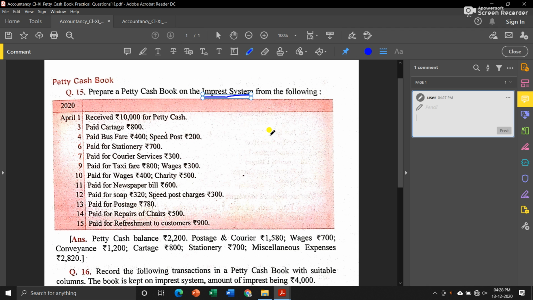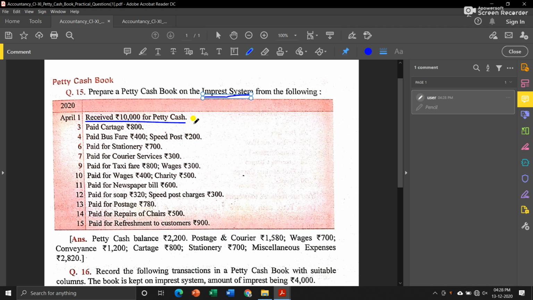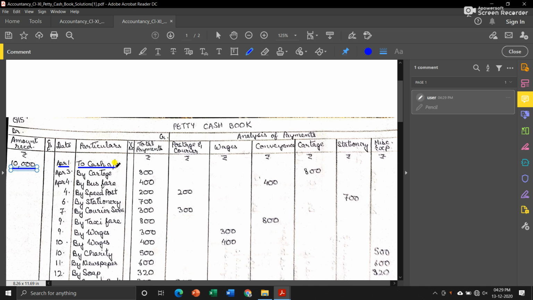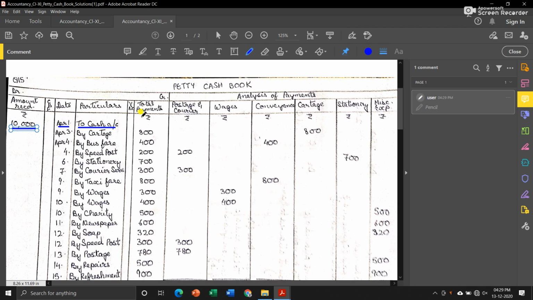Now let's see question number 15. On April 1st we received 10,000 for petty cash, which means at the starting of every month the petty cashier receives 10,000 for spending in that month. So our 10,000 is a receipt of money. In the petty cash book we write in the amount received column, on 1st April, 'To cash account' 10,000. Remember, don't write in the total payment side, because at the starting we received 10,000 and it is written as 'To cash account'.